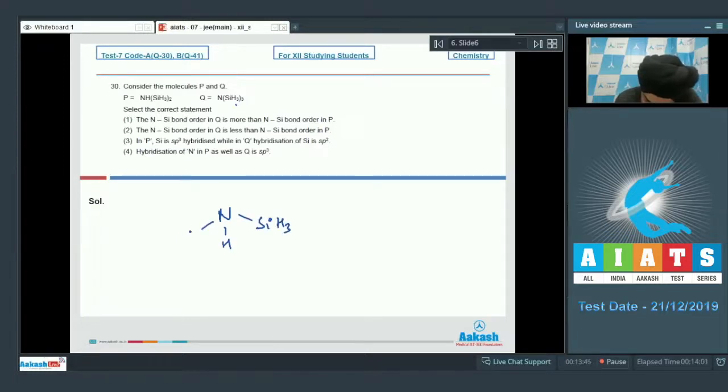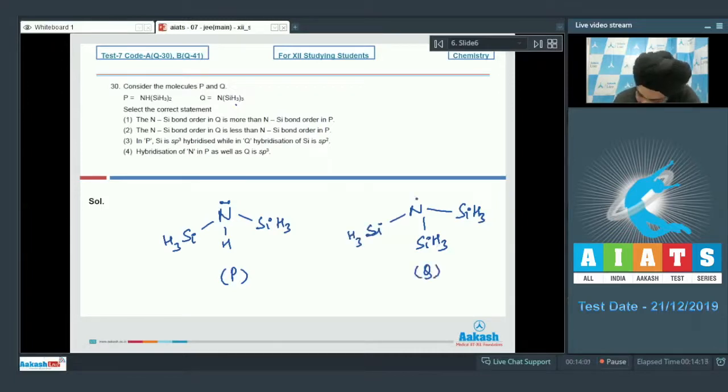NH-SiH3, SiH3. So this is the compound P. If we talk about the compound Q now, so this is triethylamine. So students, in this case, there are 3 silicon atoms attached, and in this case there are 2 silicon atoms attached. So students, delocalization of the lone pairs will be greater in this case, as it has to be shared between 3 silicon atoms, and in this case it has to be shared between 2 silicon atoms only.